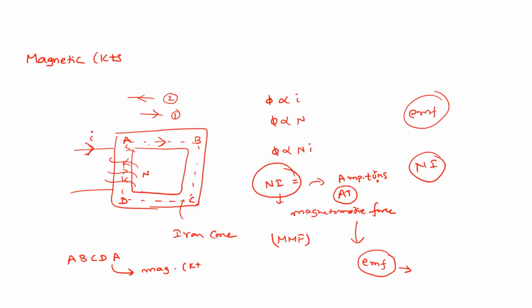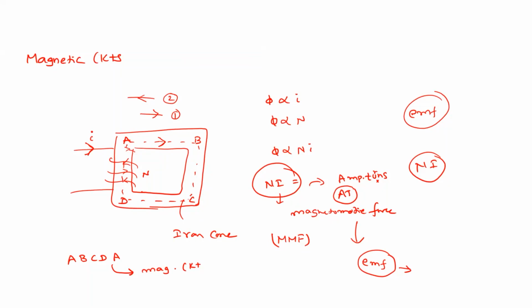So what is the opposition that a magnetic circuit offers to the flux? What is the opposition for the flux flow? Sir, could you repeat the definition of MMF once again? NI, is it not magnetic intensity H? Magnetic intensity is different. Okay, we'll come back to that. B equals mu H and H equals NI.